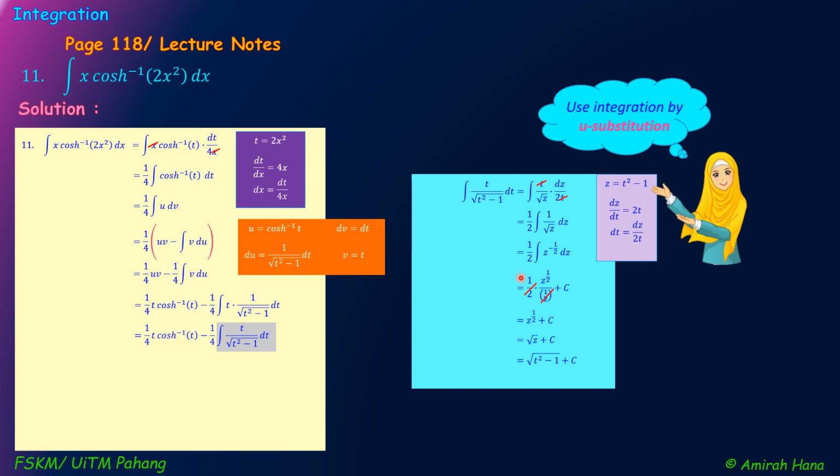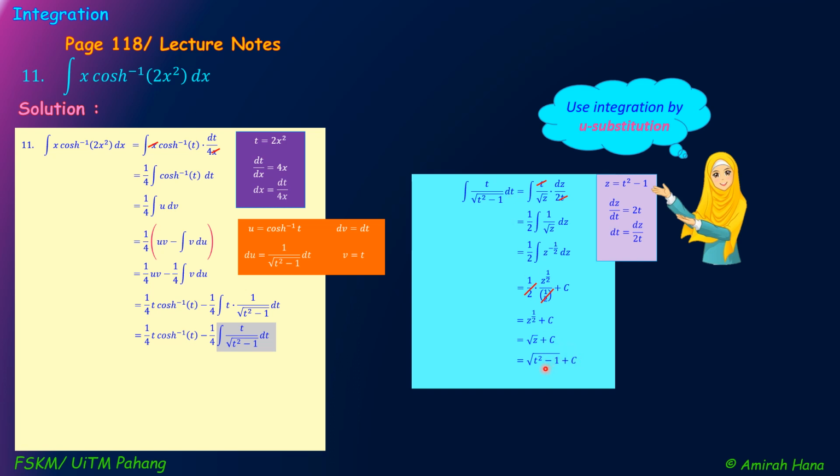Okay, and then after simplify half, we got z to the power of half plus c, and z to the power of half ni means square root of z plus c. Okay, tadi our z equals to t squared minus 1. Lepas tu kat luar kita ada square root and then plus c. So, ini adalah bila kita integrate t over square root of t squared minus 1 dt, dapat jawapan yang ni.